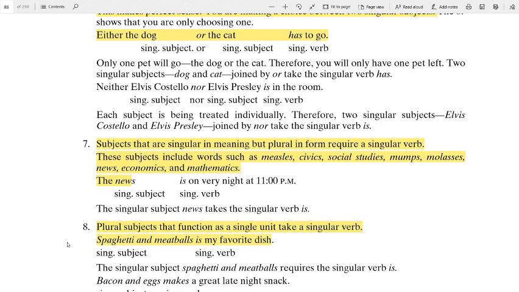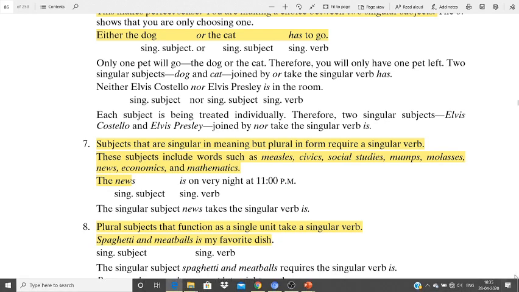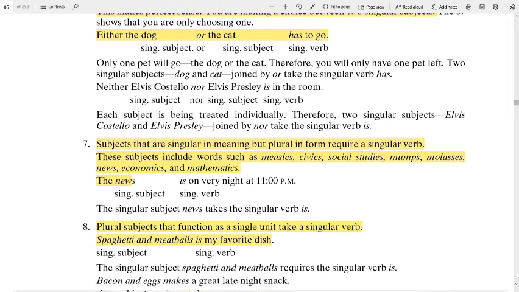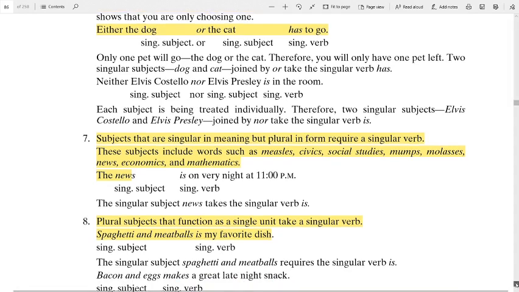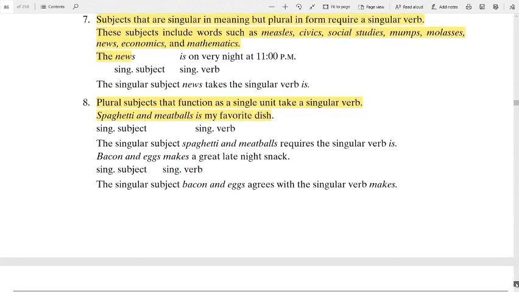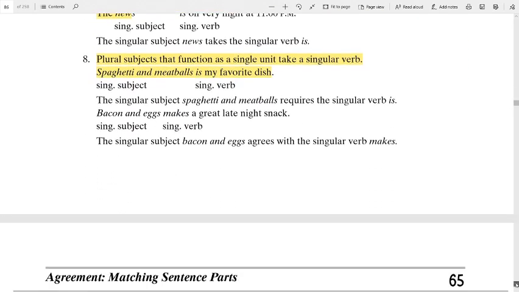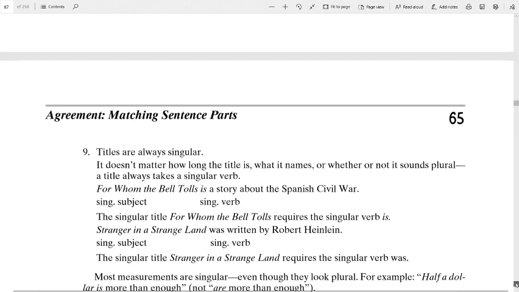Are my favorite dishes will not be used because that is showing you a single entity. Rice and curry is my favorite dish, not are. When two plural subjects are referring to a singular unit, the verb will also be singular. Okay. So is my favorite dish, not are. So this type of sentence comes in common errors, and you have to detect it and make the correction here.